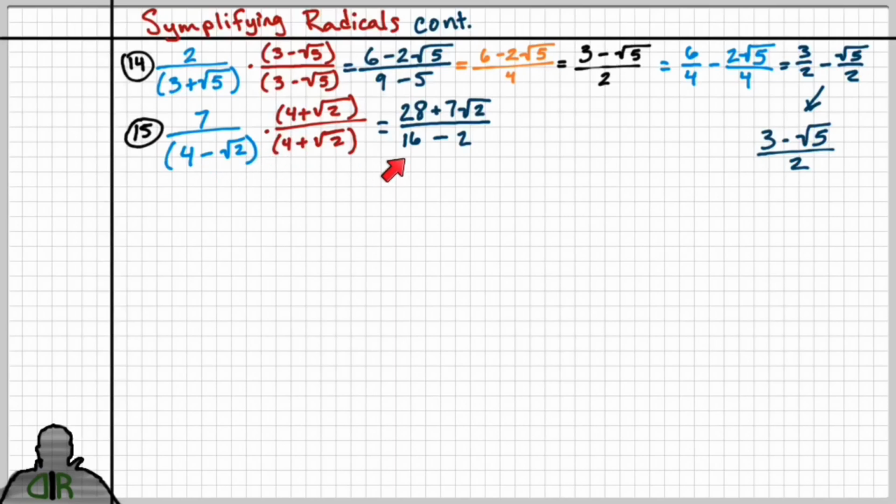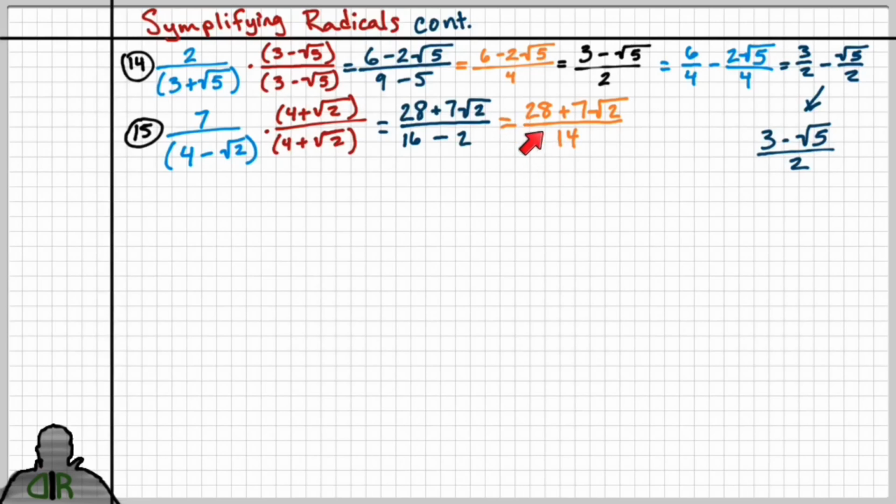So 4 times 4 is 16, and then negative root 2 and root 2 just turns into a negative 2. Notice that the root symbols go away. Think about the foiling method. Up top, 7 times 4, and then 7 times root 2. That's what we get right there. Do a quick simplify on the bottom: 16 minus 2 is 14. Again, just like we did up here, we want to take it from this step and reduce it down. So 28 over 14 and 7 root 2 over 14. Let's do that simplification there.